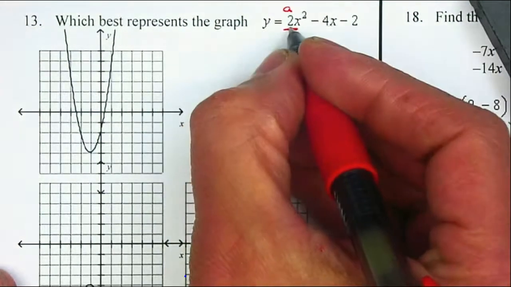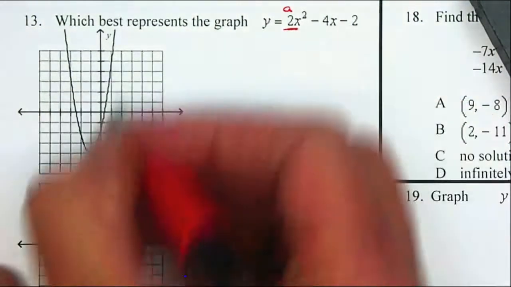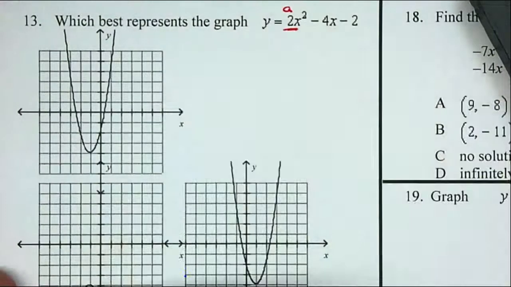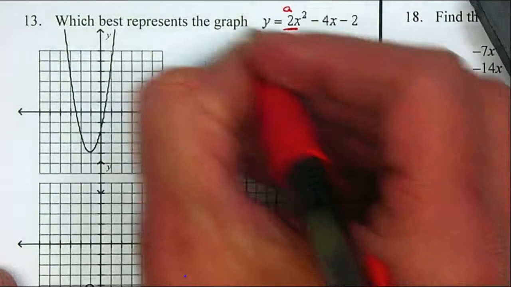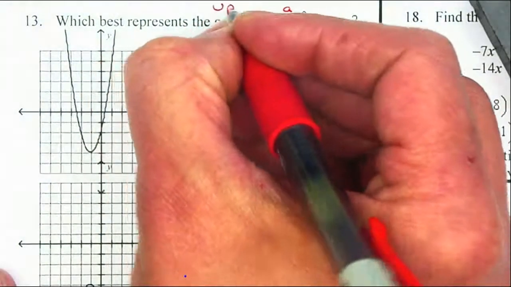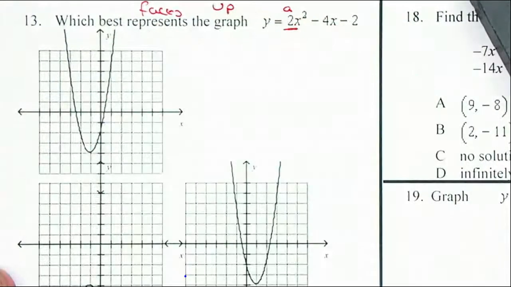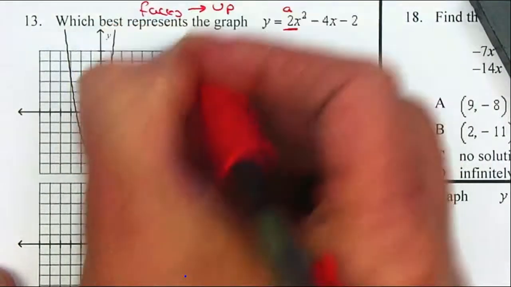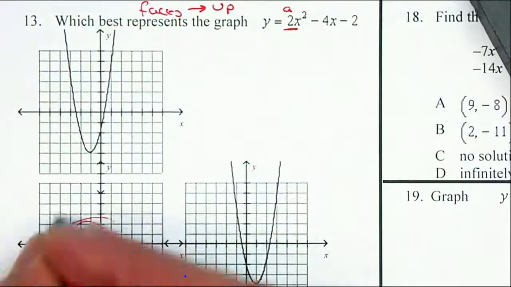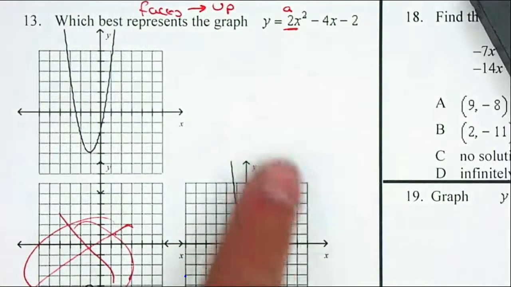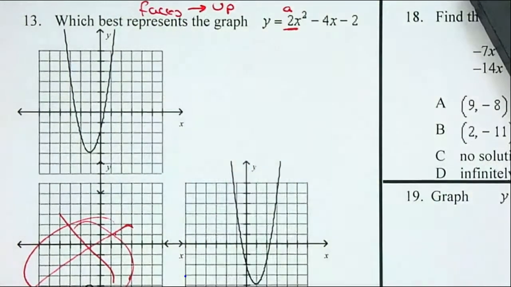If the value of a is positive, it's facing up. If the value of a is negative, it's facing down. In this case, this is positive, so this is facing up. It faces up. So therefore, I know that this cannot be your answer. Otherwise, the value of a will be negative.